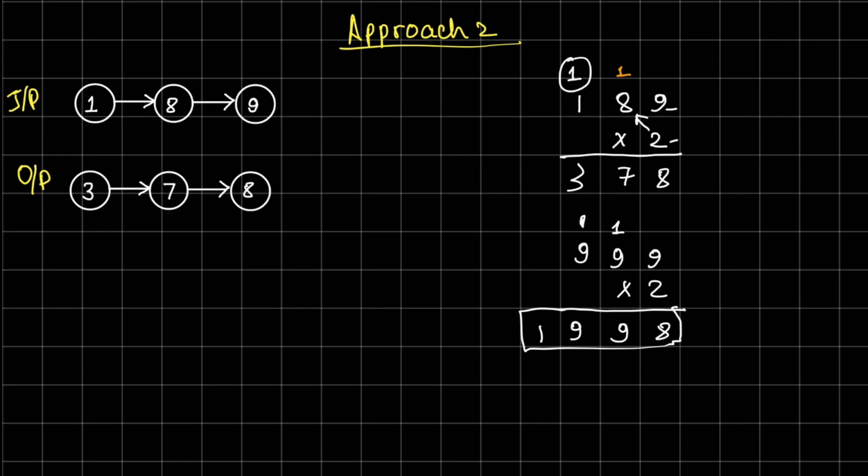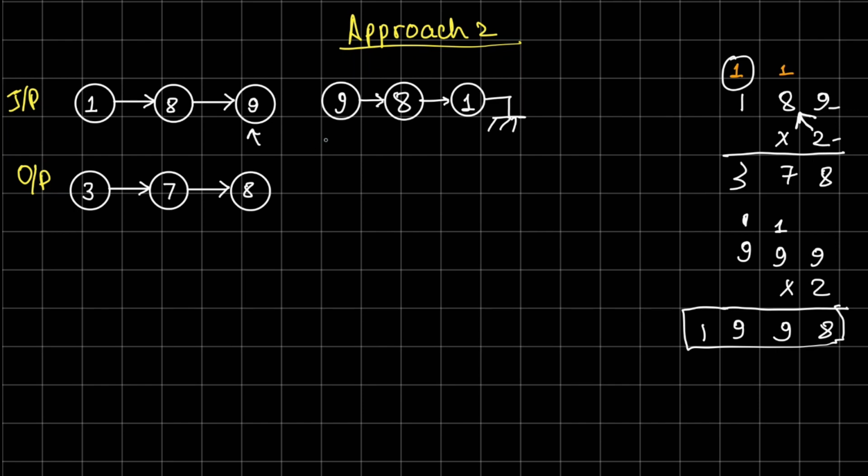Before moving on, you must see that we are multiplying from the end. We are multiplying from here, but this is a linked list. We cannot access the previous node from the current node. So what do we do? We can reverse this linked list. So if we reverse this linked list like this, we can traverse this linked list using a pointer from the end to the first node.